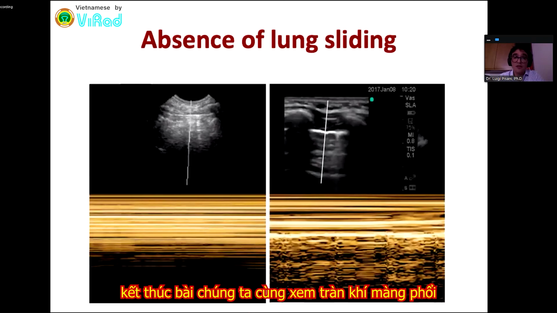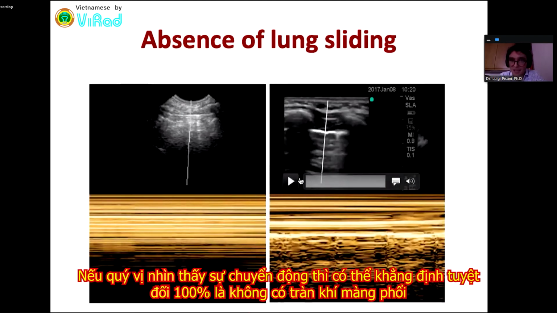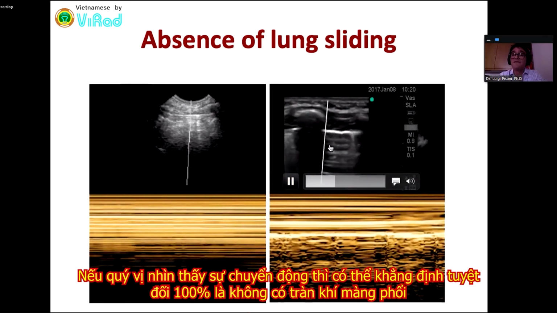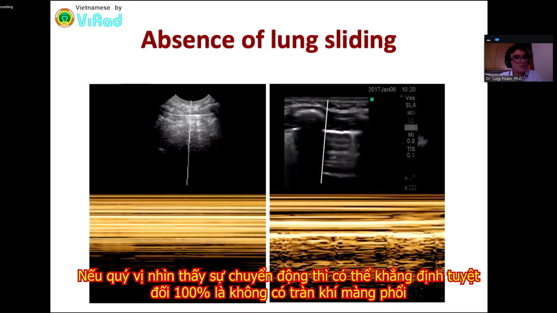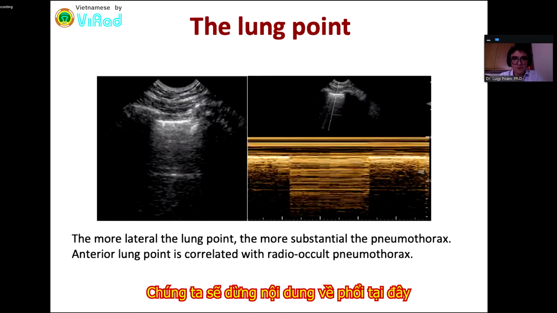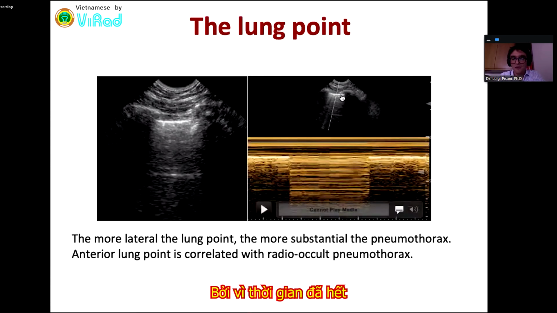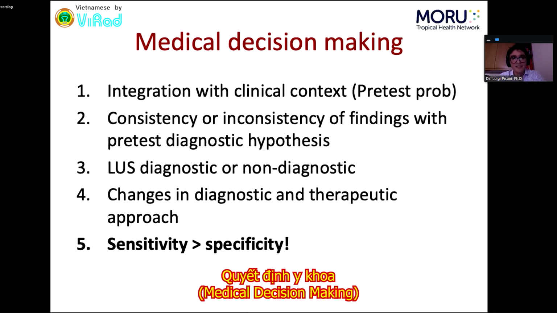And to finish with pneumothorax, what you find in pneumothorax is A lines, but without sliding. There is no sliding in pneumothorax. So if you see sliding, like in this case, you can be 100% sure, 100% specificity, that there is no pneumothorax. We will skip the lung point for today because time is over, and we go to the final part, medical decision making.